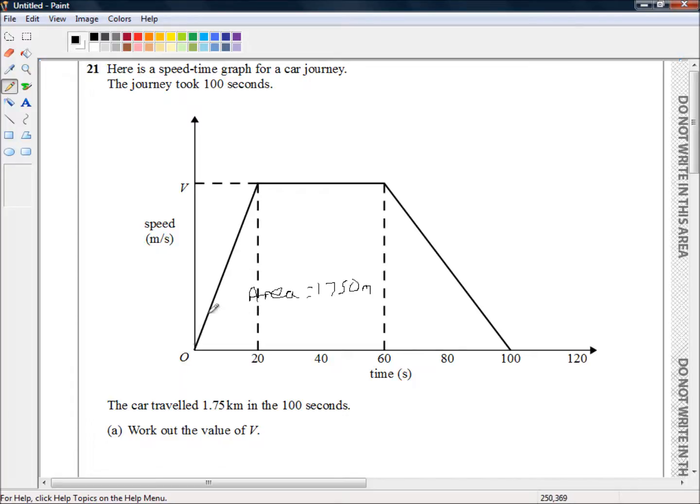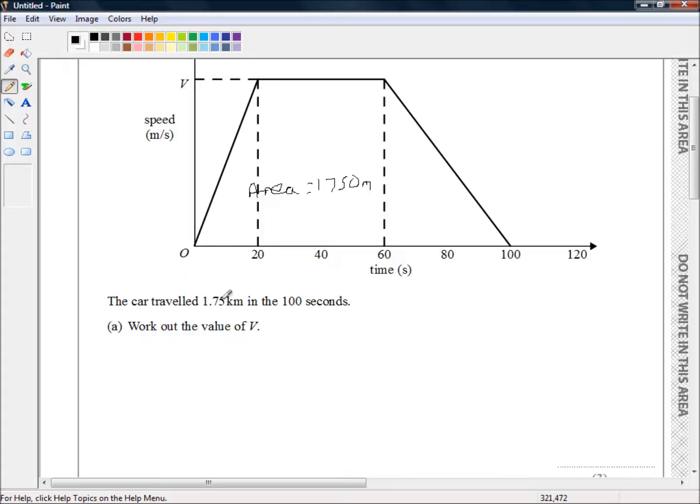So let's get the area of the triangle, and never mind the fact that we don't know exactly what it is, but we can figure that out. The area of the triangle is a half base times height, so that's 1/2 of the base, which is 20 seconds, times the height, which is V. And then we know that the rectangle is just base times height. The base is the difference between 60 and 20, so that's 40 seconds times the height, which is V. So that's 40V.